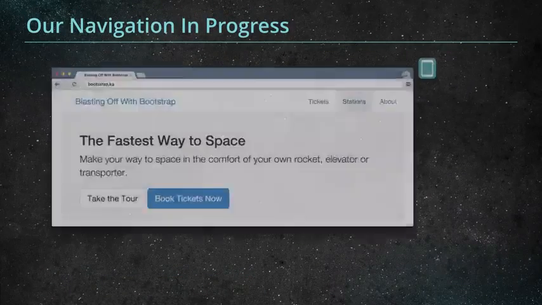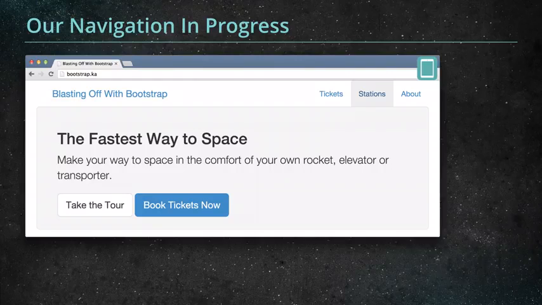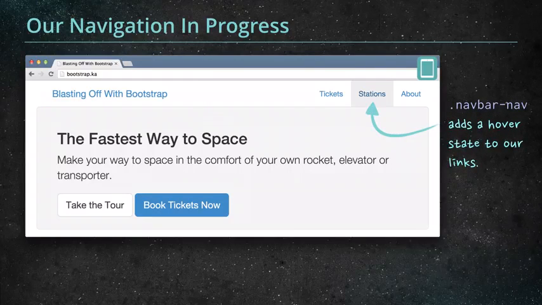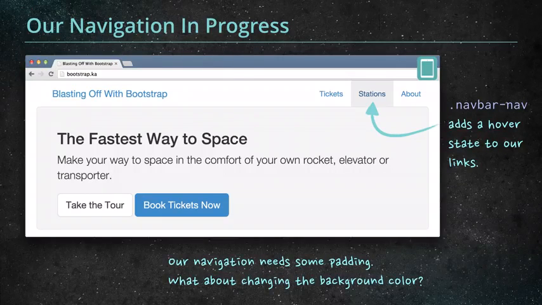We can open this up in a browser and see that we now have a working navigation. It's positioned correctly due to that navbar-right class, and the navbar-nav class even adds some different background colors when we hover over each of those links. Things are getting there, but our navigation is looking a little too close to the rest of our page. Our goal navigation looked quite a bit different.